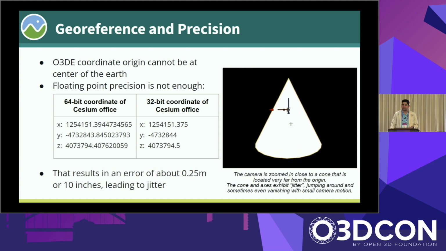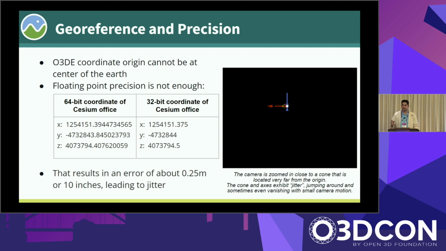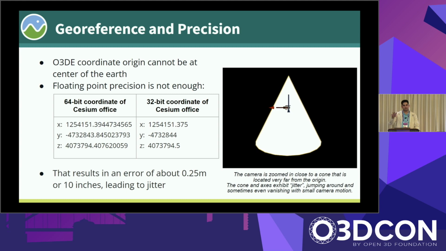So for the Cesium office, which is based in Philadelphia, we can see anywhere from 10 inches just in reducing 64-bit to 32-bit precision. And what that means is, even though your camera may be stable and you're looking at one part of the scene, in every draw call, your geometry is going to be moving around. This is called the jittering effect, where it feels like you're holding a jackhammer, and it's completely bouncing around, and you're not able to get fixed geometry.